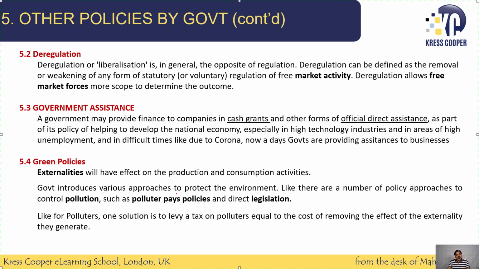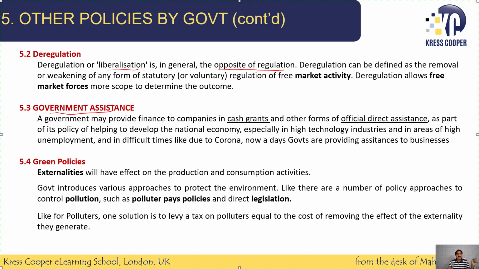And sometimes the government adopts a deregulation policy. This is called liberalization, the opposite of regulation. In this, the government leaves the market forces free, and market forces ascertain the outcome. Next is government assistance. Sometimes the government provides assistance to businesses as well. This is how the government intervenes in the market.